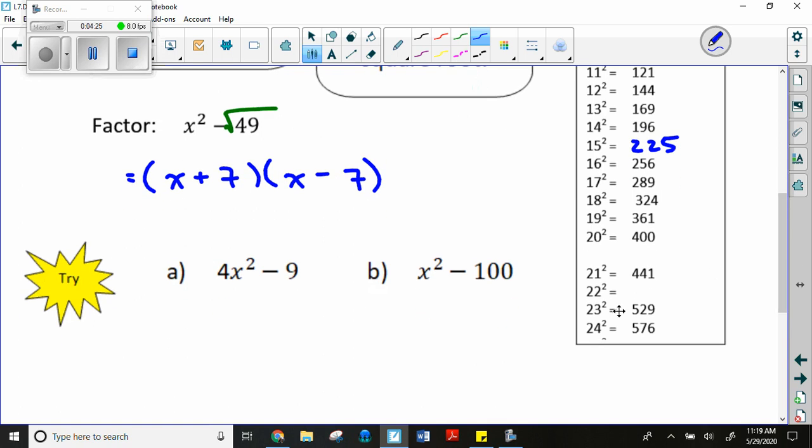Oh no, there were more. 25 squared is 625. I know that one. What's 22 squared? 484.